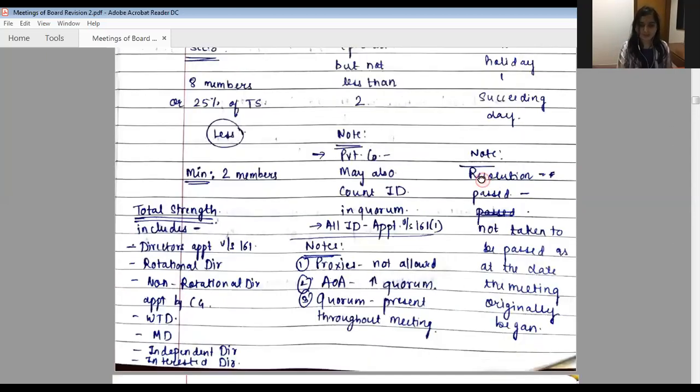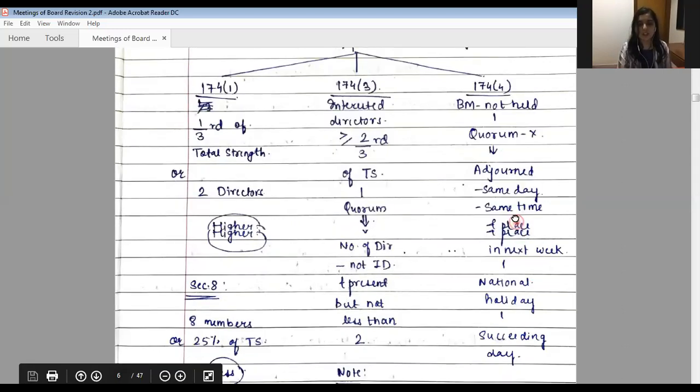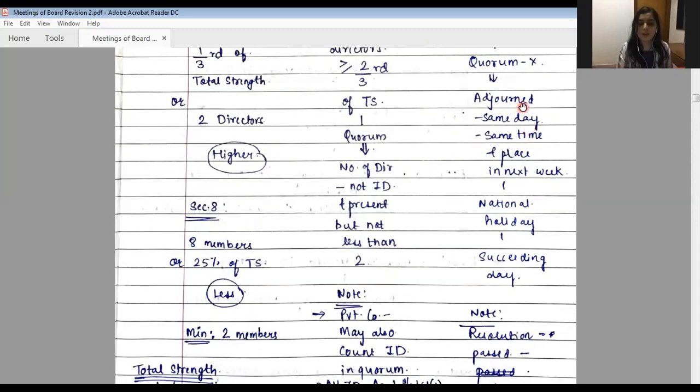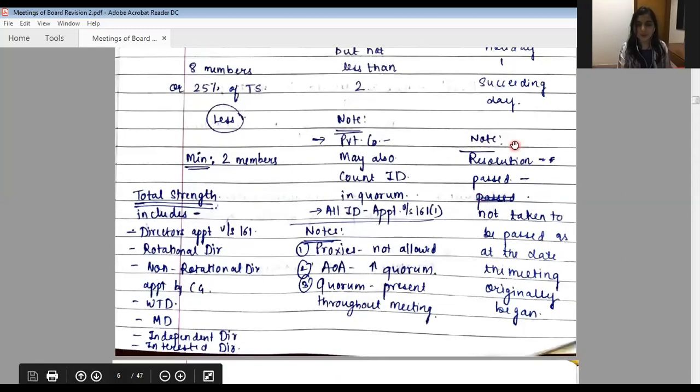Then the next point is section 174, subsection 4. That is, if the board meeting is not held due to want of quorum, then it shall be adjourned to the same day, same time and place in the next week. But if that day is a national holiday, then the succeeding day. The resolution passed at this adjourned meeting shall not be taken to be passed as at the date of the meeting originally began. That is, it shall be taken as the date on which it is passed and not the original date of meeting.